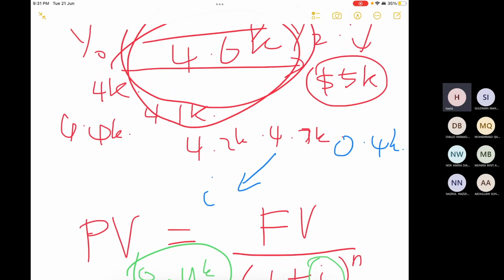Okay. Did I answer your question, Bailo? Yes, Doctor, about how the interest rate is determined. Yes, you can see the example here, right?